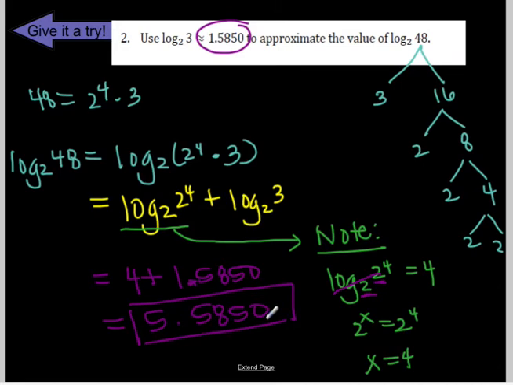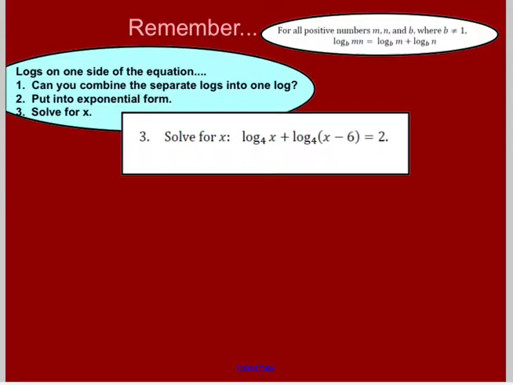Okay. All right. Moving on to another example, example 3. So these are a little bit different, okay? If you look at this, it's log base 4 of x plus log base 4 of x minus 6 equals 2, okay? So we have log on one side of the equation. Can you combine the separate logs into one log? That's the first thing we want to do. Then we want to put it into exponential form and solve for x. So that's what we're going to do in order to solve this.